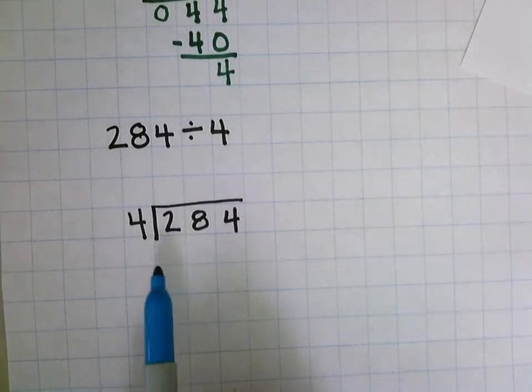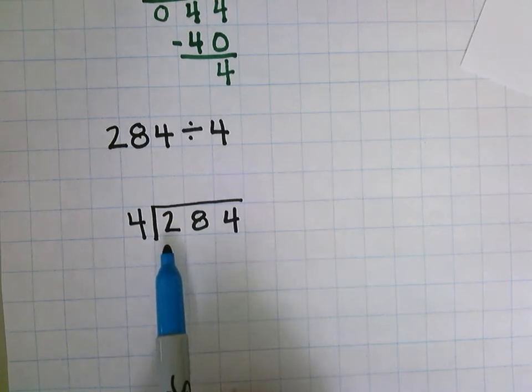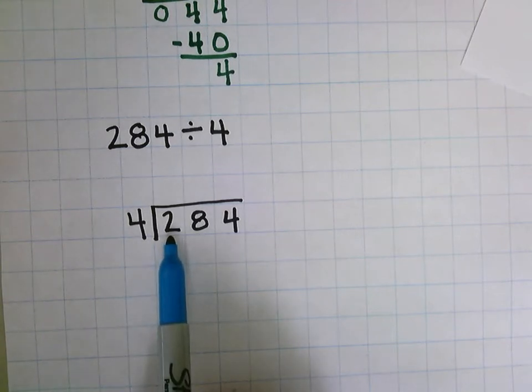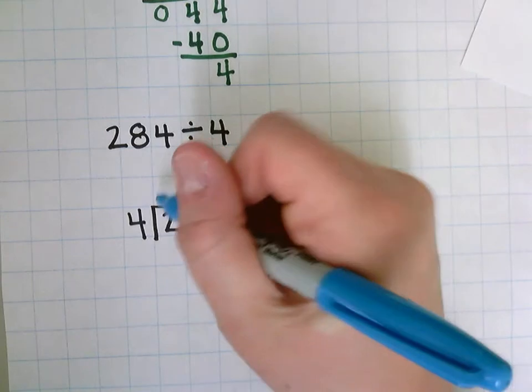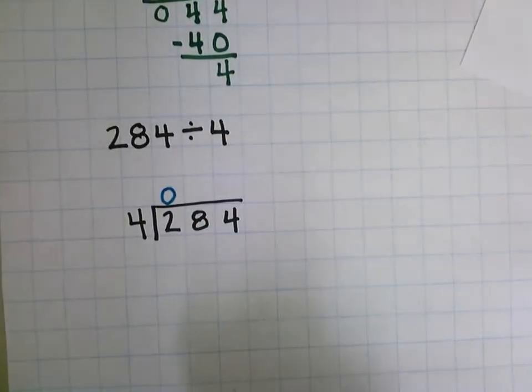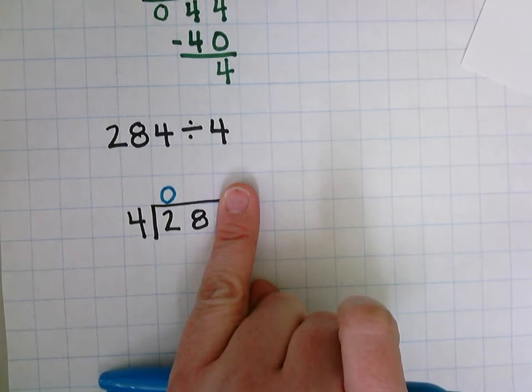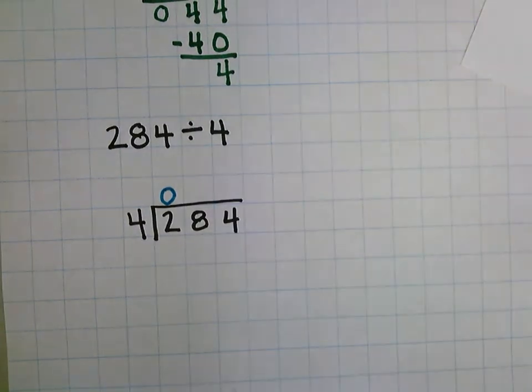284 divided by 4. I'm going to start in my place value that has the greatest value, which is the hundreds place. I only have 2 hundreds, and I'm trying to make equal groups of 4. I cannot make groups of 4 from 2 hundreds, so I'm not going to have any hundreds in my quotient. I'm going to move over and just look at the 28. 28 tens divided by 4.